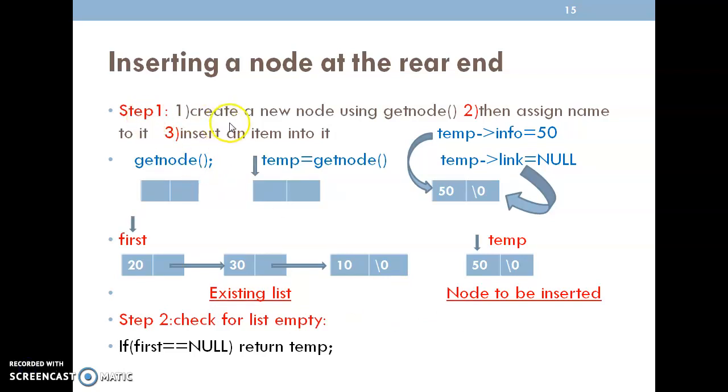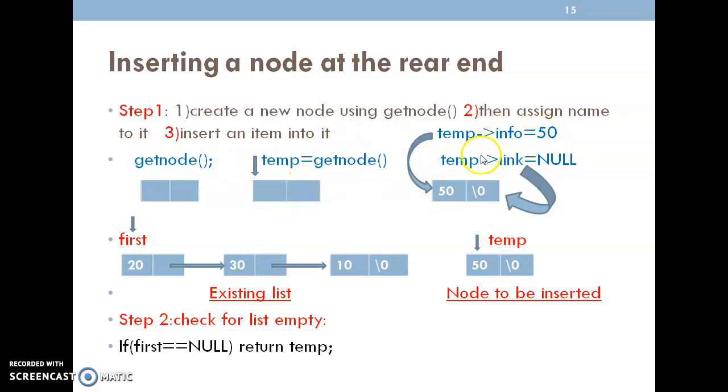Step one is that, as you already know, create a new node using get node function. Here once we call get node function, it will ask for the memory allocation. If that memory is available, the node has been created. So this node is created, then this node will be assigned with the name. For the node I have given temp as a name, and it is held by the variable named temp, we can say. Then inserting both the fields of temp, like information field and link field.